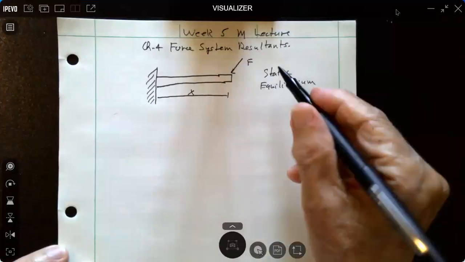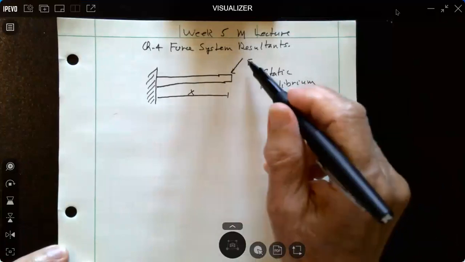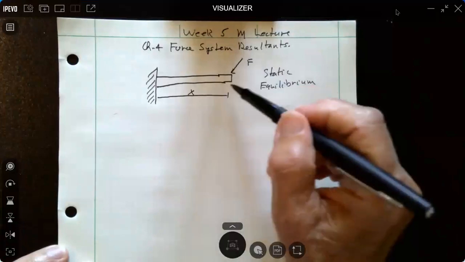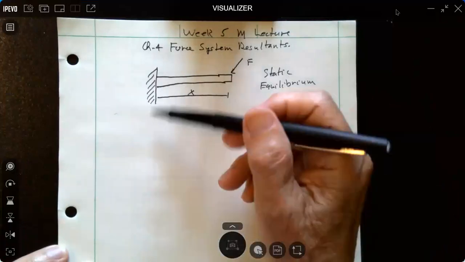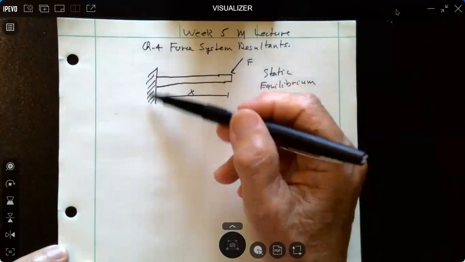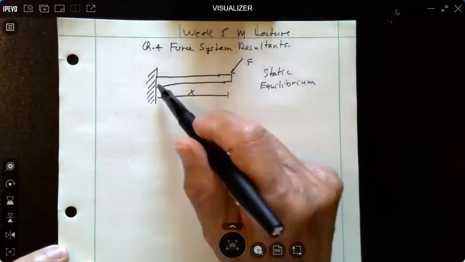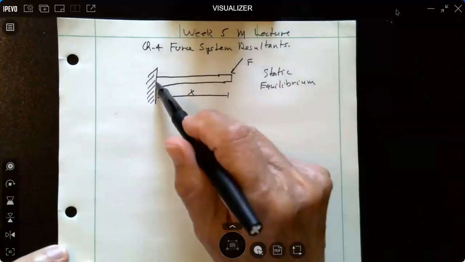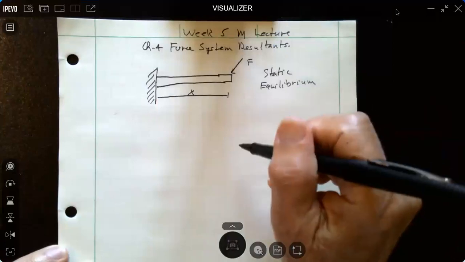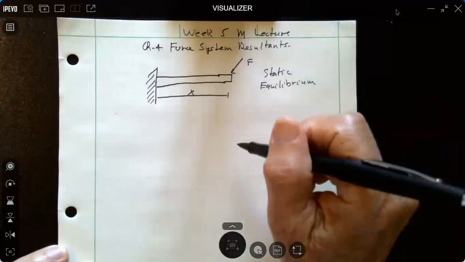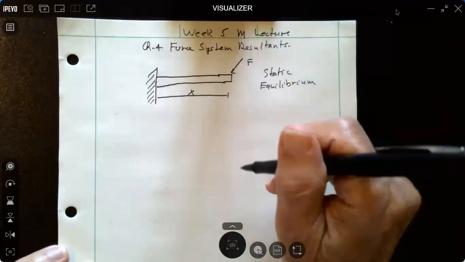So static equilibrium says we have some external forces, or in this case, a force acting on this cantilever beam. And for static equilibrium to exist, there has to be some reaction forces at the support that counteract this force. So that if we sum forces about this support face, the force is equal to 0, and moments are going to be equal to 0 also. Okay, sum of forces 0, sum of moments equal to 0. Okay, let's take a look and see what happens then.